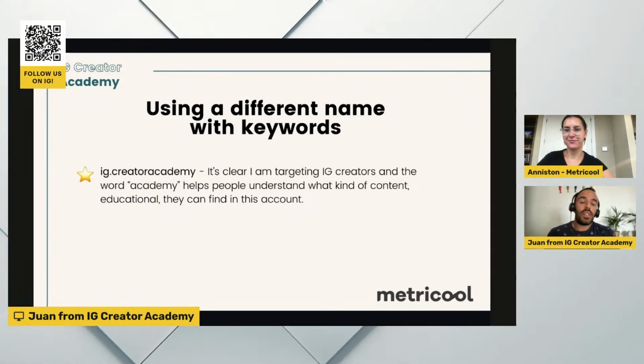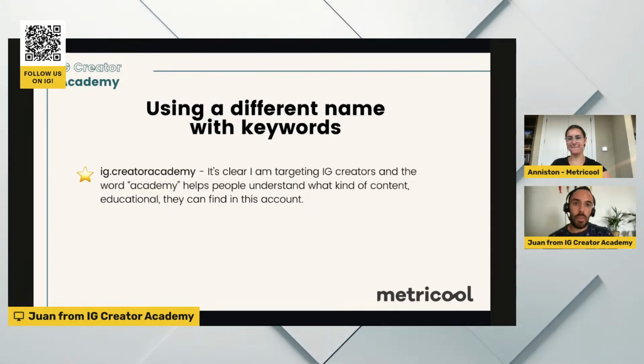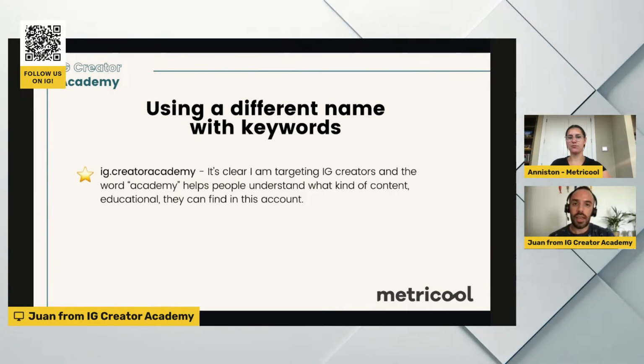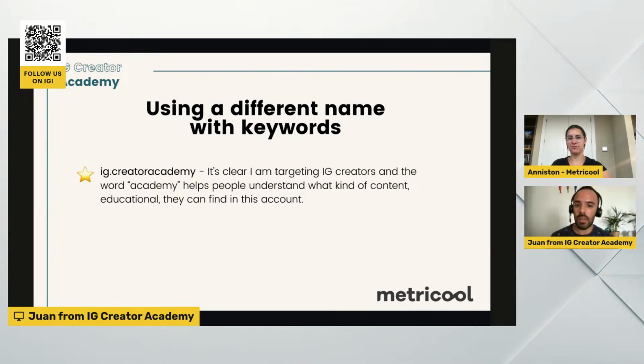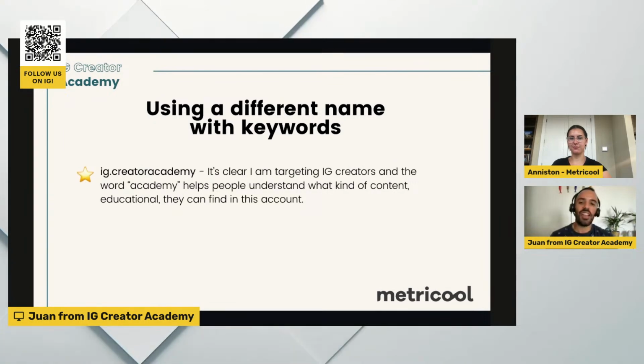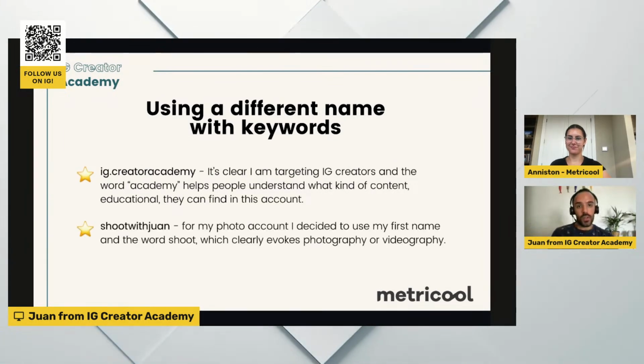Or you can also use a different name with keywords, like my case. So in my account, I'm using IG Creator Academy. So it's very clear here that I'm targeting Instagram creators. And the word academy helps people understand what kind of content, which is educational, I am creating. But I also have a travel account.